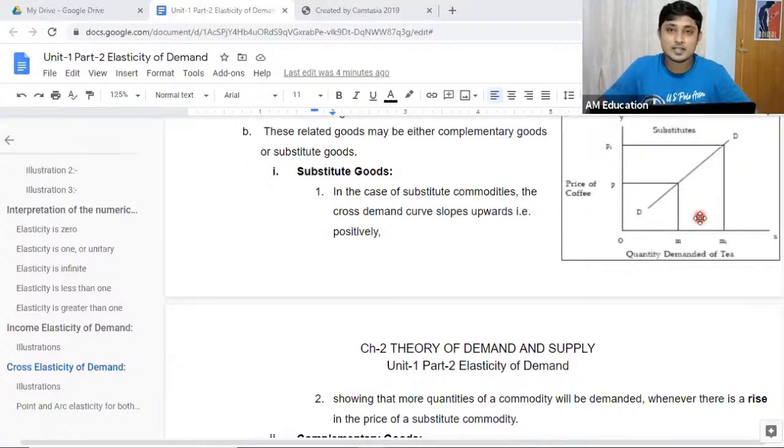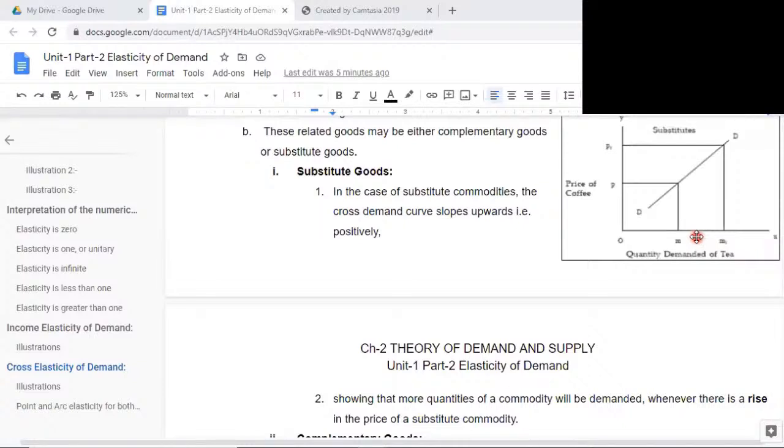Whose demand will increase at the same time? The substitute's demand will increase. So for coffee, tea is a substitute. For tea, coffee is a substitute. So if you are increasing the price of coffee, the demand of tea will be increasing. The same way, if you are decreasing the price of coffee, what will happen to the demand of tea? Decrease. Exactly.